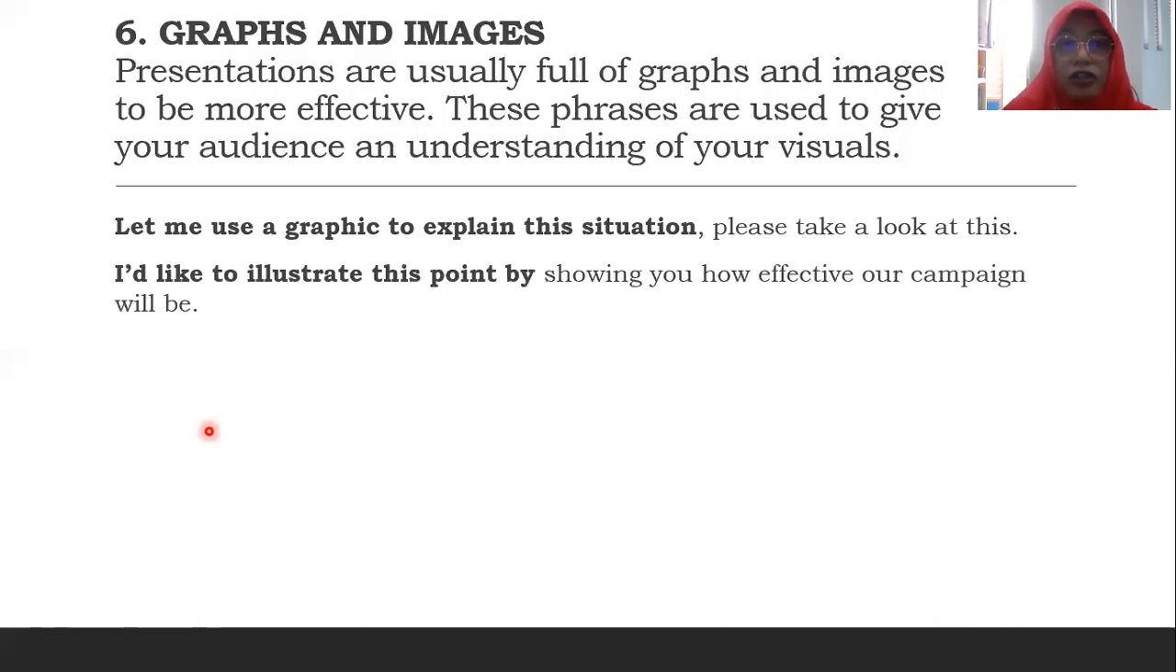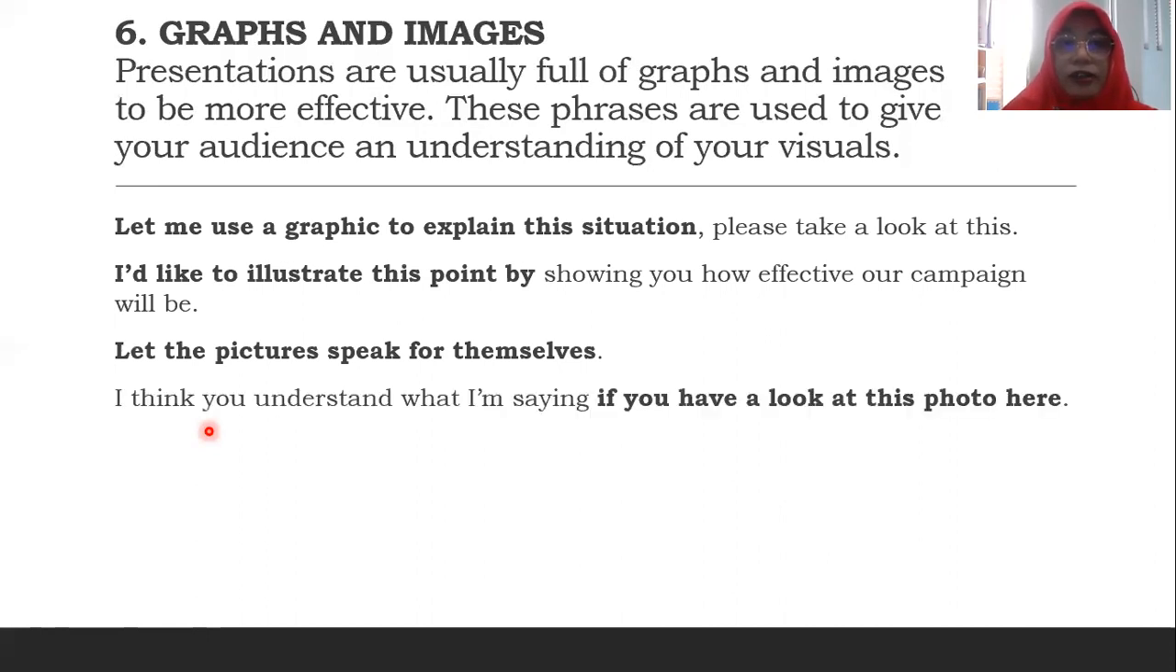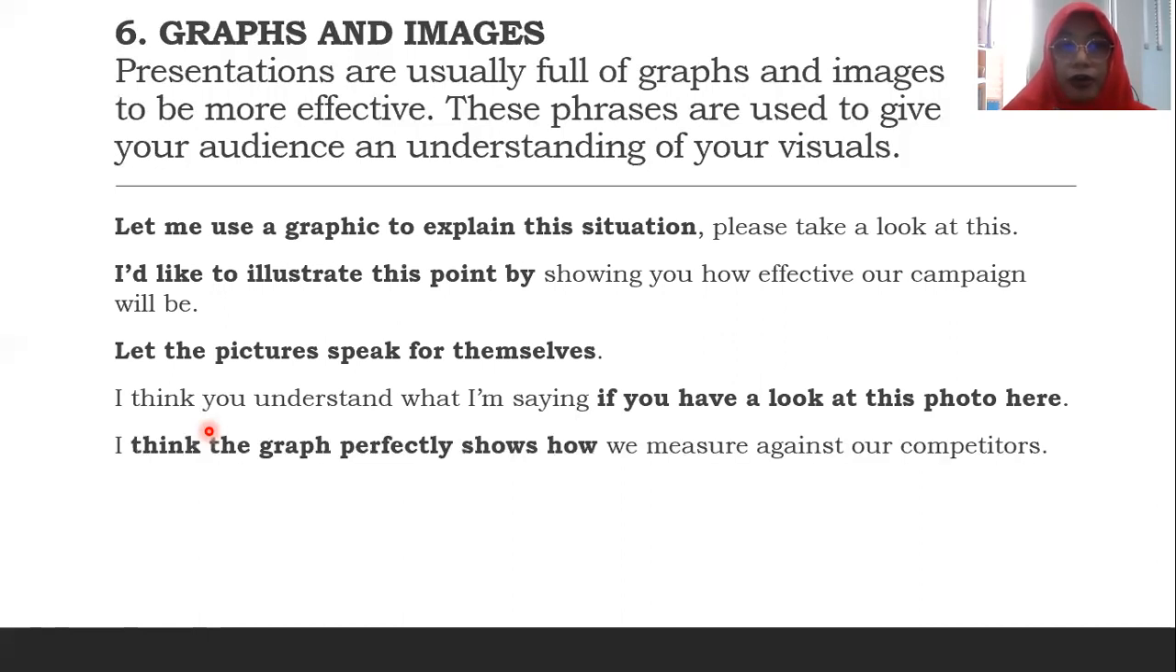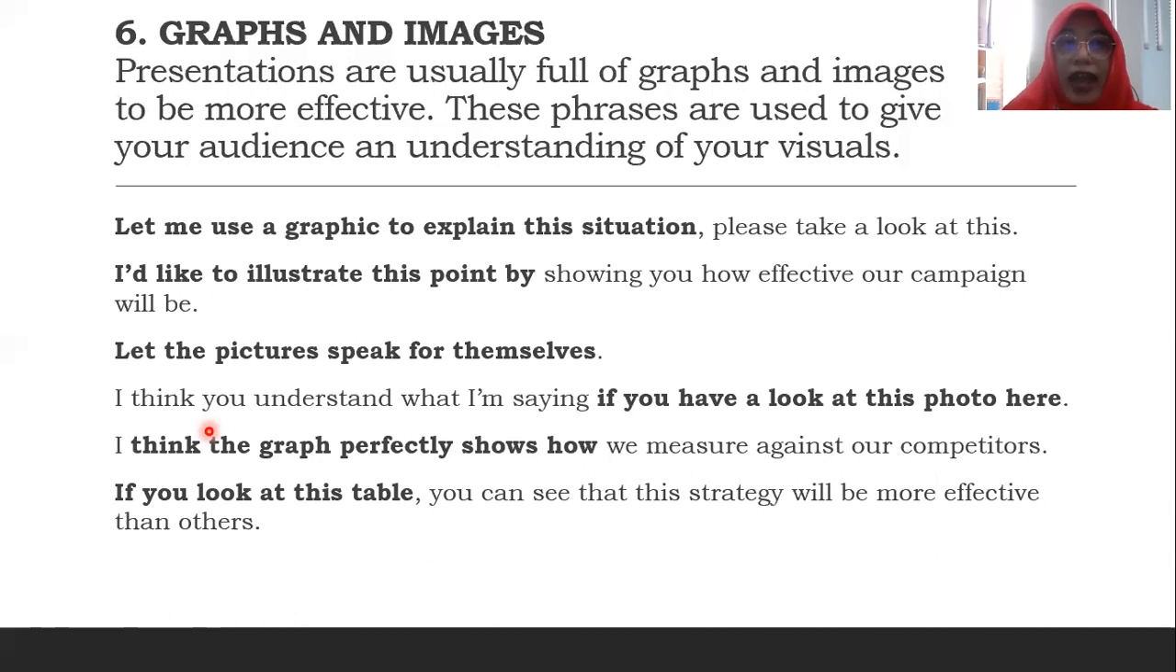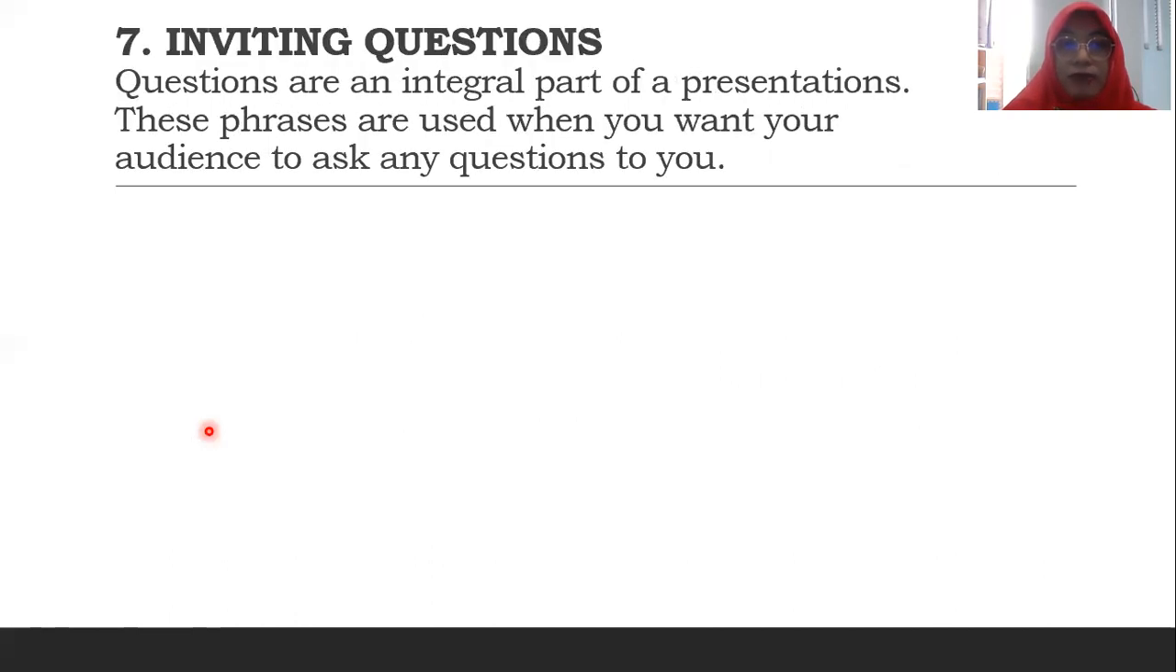I'd like to illustrate this point by showing you how effective our campaign will be. Let the pictures speak for themselves. I think you understand what I'm saying if you look at this photo here. I think the graph perfectly shows how we measure against our competitors. If you look at this table, you can see that this strategy will be more effective than others.